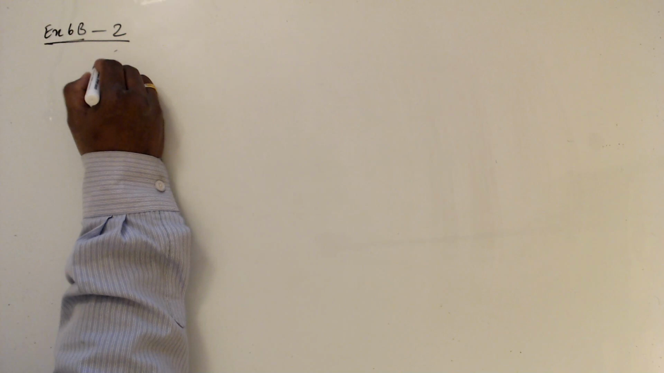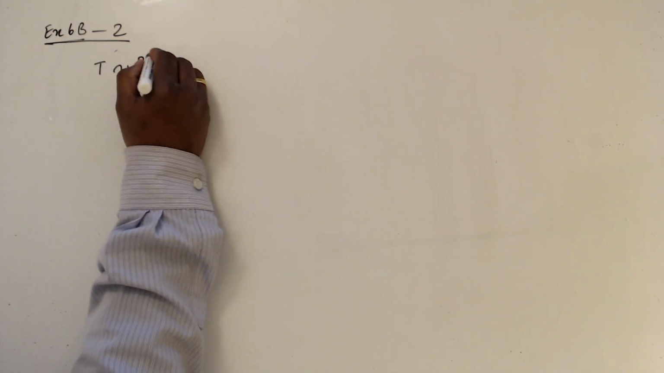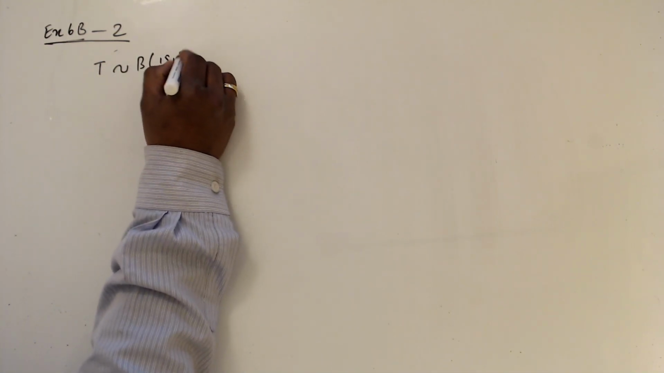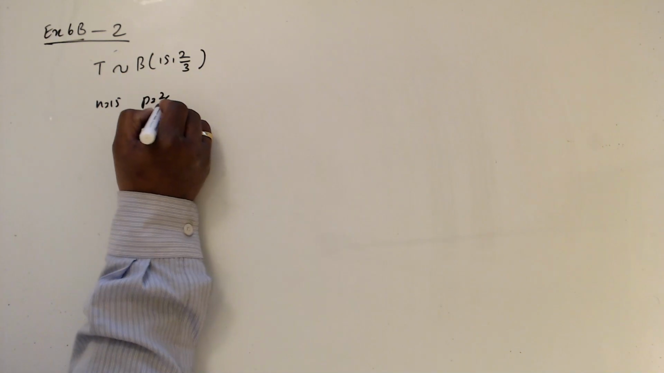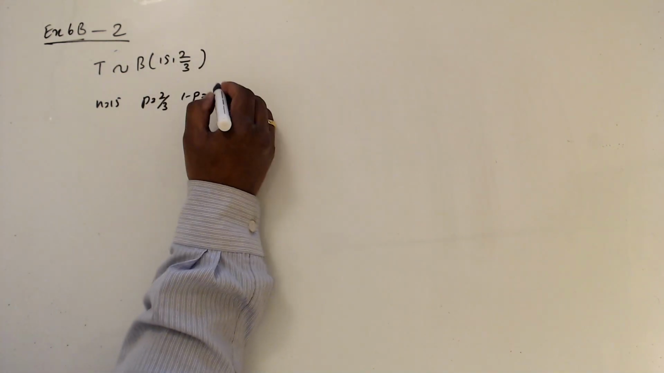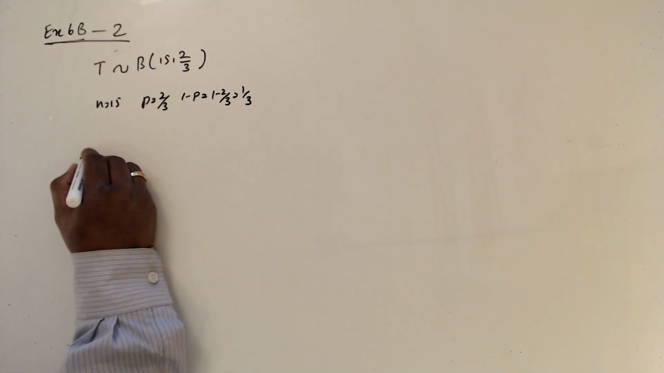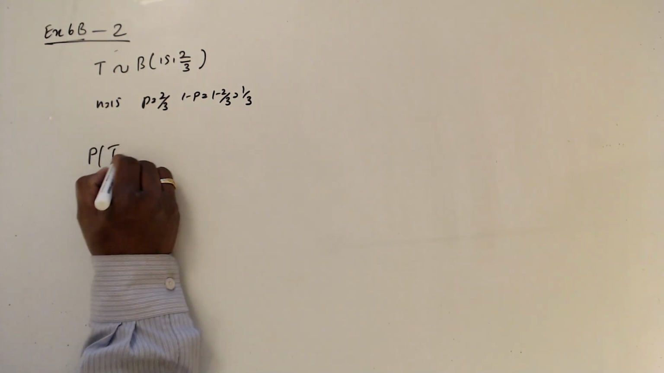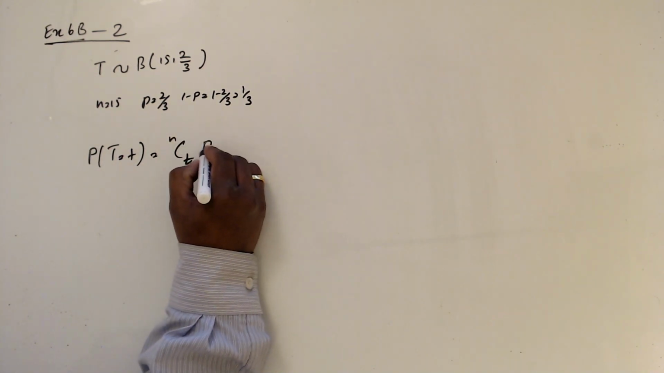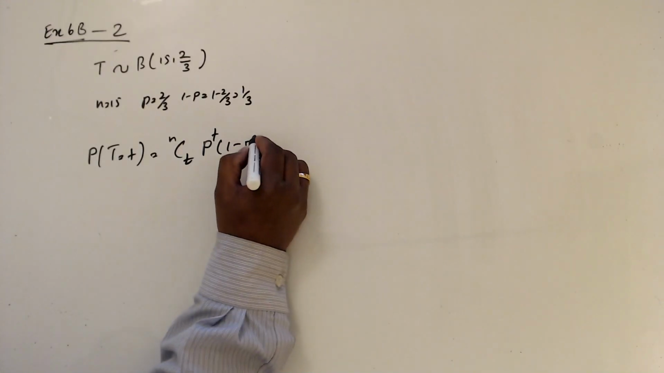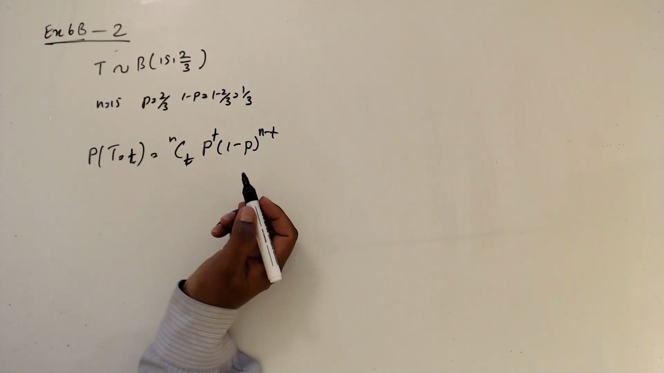Question number 2. T follows the binomial distribution (15, 2/3). So the n value is 15 and the p value is 2 over 3. So 1 minus p is 1 minus 2 over 3, which is 1 over 3. Then P(T = t) is nCt p^t (1 - p)^(n - t), because instead of x I will replace with t now.